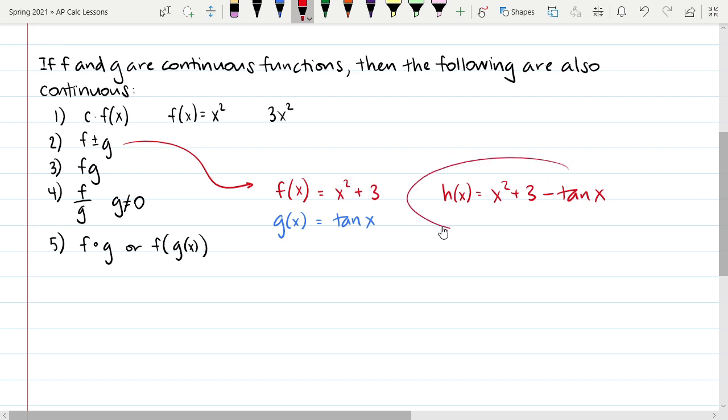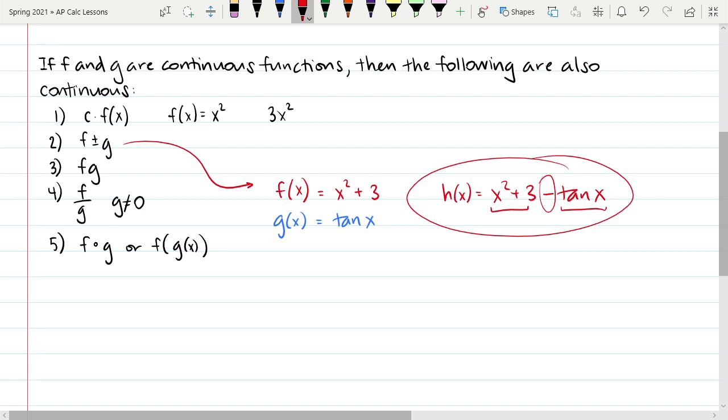well, this new function, even though it's a very bizarre looking function, it is continuous because it is the result of the difference of a polynomial, which is continuous, and a trigonometric function, which is continuous on its domain. So I would be able to justify that this function h of x is also continuous because it is the difference of two continuous functions. So that's how we can utilize this to justify that we are working with a function that is continuous.